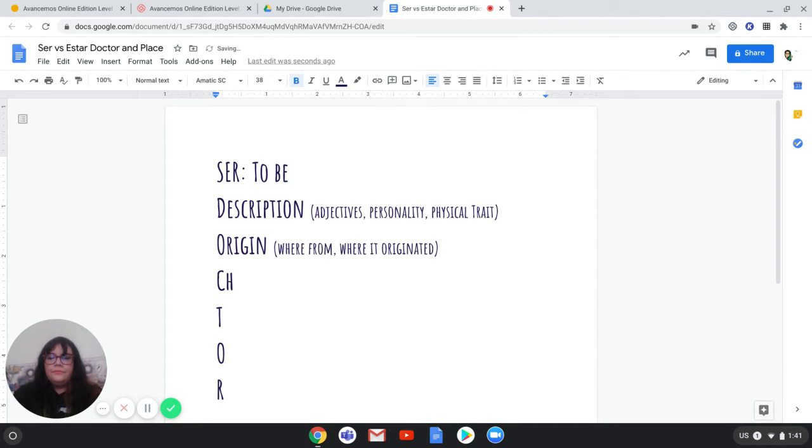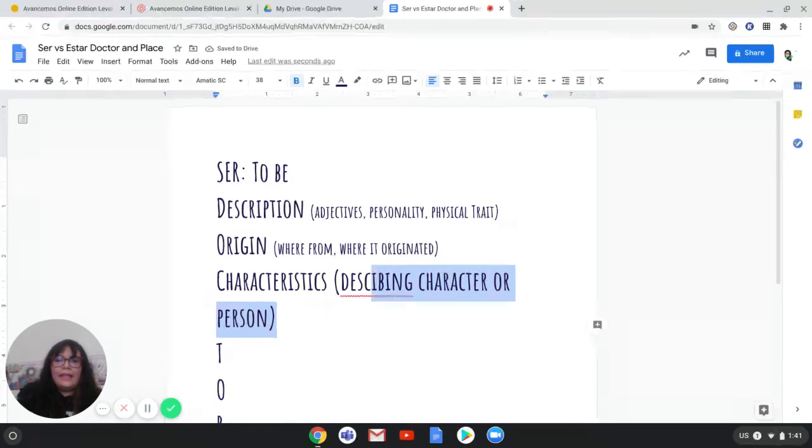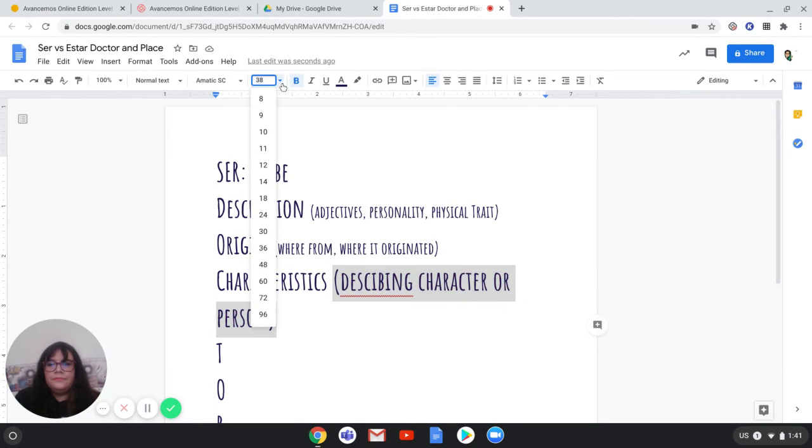So now it's all big. There we go. Look at that. So it's going to be a characteristic, something that describes the character of a person. So more people related, or I guess animal related, than item related. That a little bit smaller.